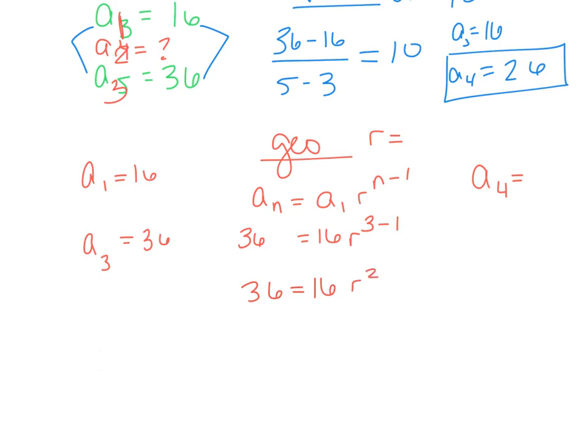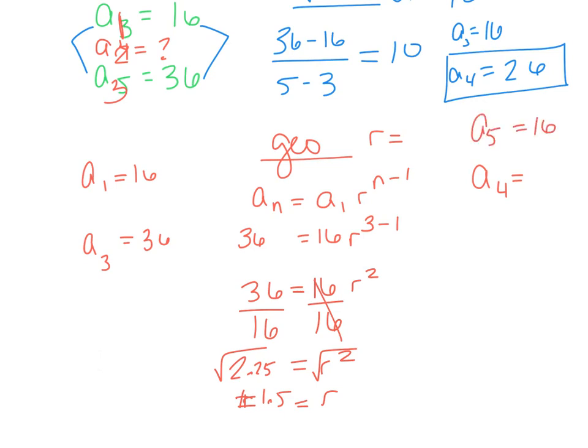This gets me R squared. I'm going to divide by 16. When you type it into your calculator, you get 2.25 as a decimal equals R squared. And to get R, I'm going to take the square root. And I end up getting plus or minus 1.5 as your R value. Now with geometric, you have to remember that it can alternate signs, and it can just not alternate signs. So in this scenario, we know that A5 is 36. To get A4, I'm going to take 16 and multiply by 1.5. So that would be 24.